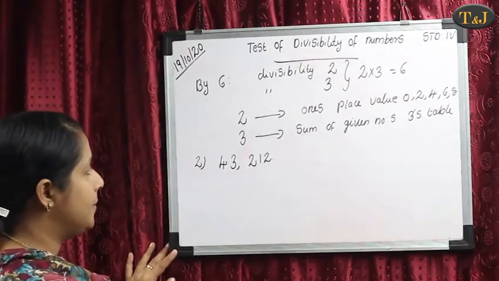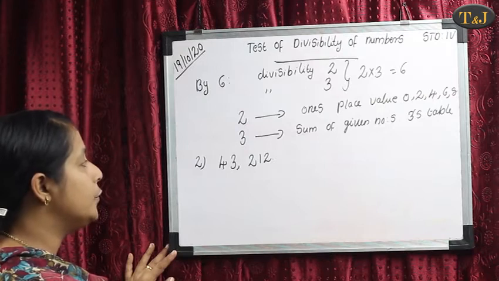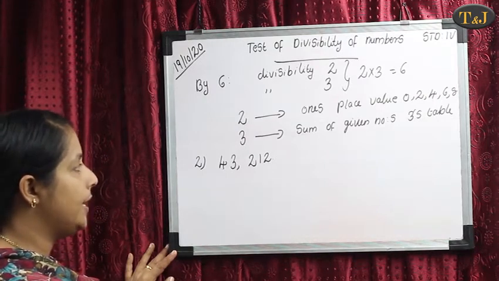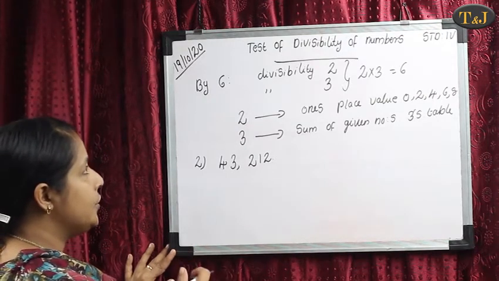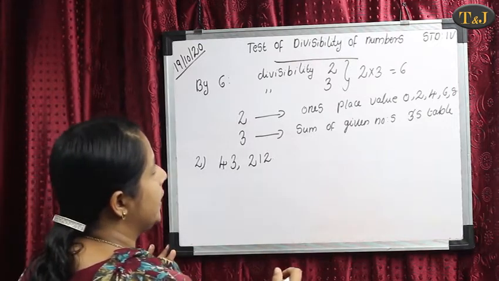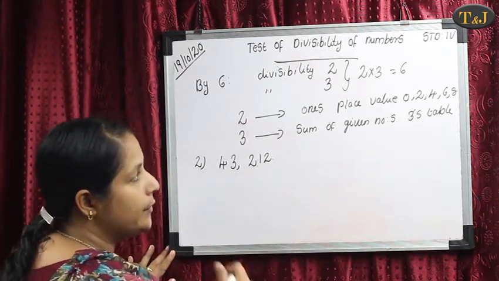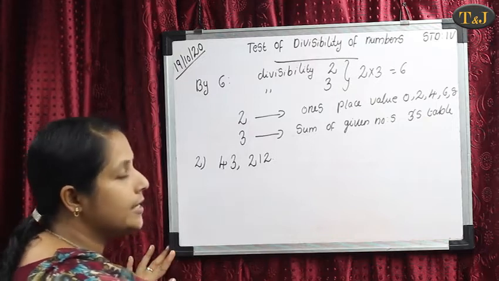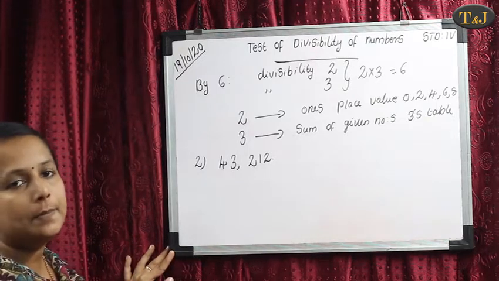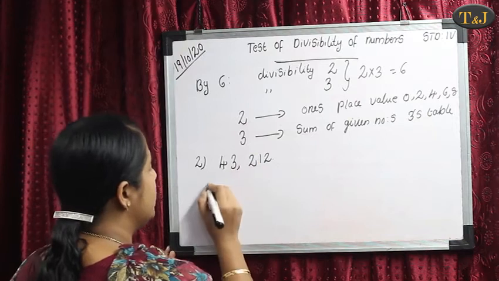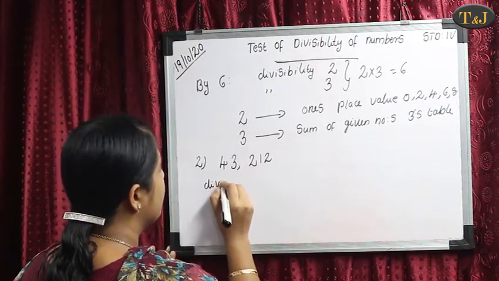Then our next example, check the divisibility by the number 6 for 43,212. First we are checking divisibility by 2, then checking divisibility by 3. Both the two conditions are satisfied. It is divisible by the number 6. Okay, then first checking the divisibility by 2.